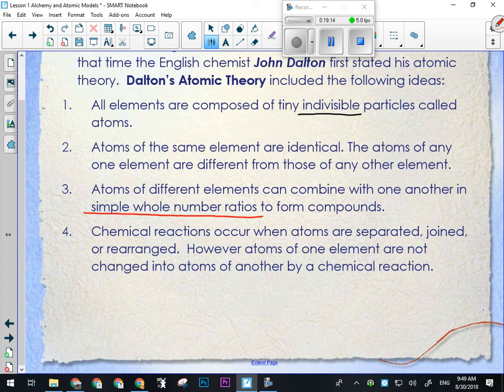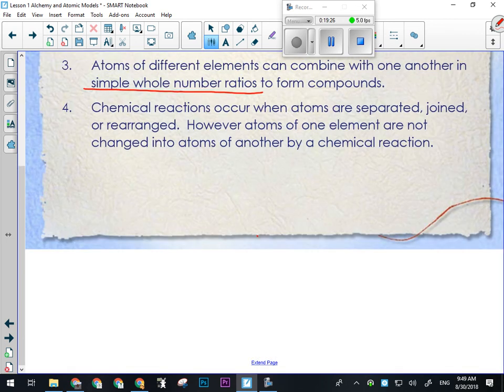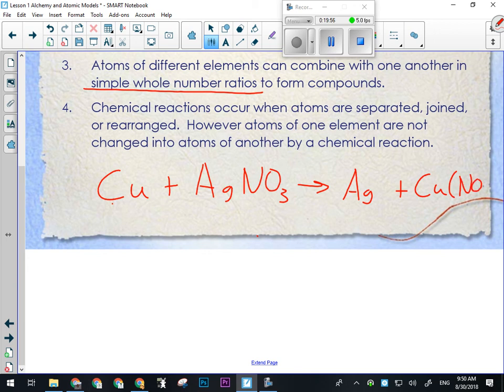However, atoms of one element are not changed into atoms of another element. So you can't change lead into gold. If we had a more complex reaction, like this one, I'm going to mix copper with silver nitrate. This is something we'll do later, but just to illustrate what Dalton was saying here. Here's an element, and it's reacting with a compound. When this is all done, you end up with silver and copper nitrate.